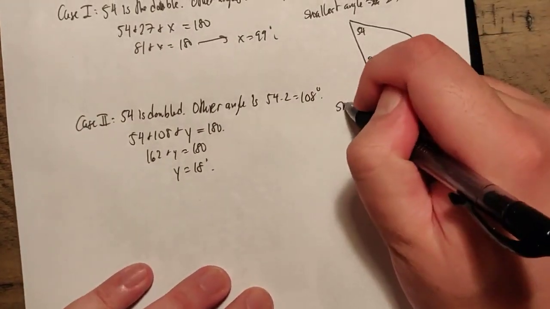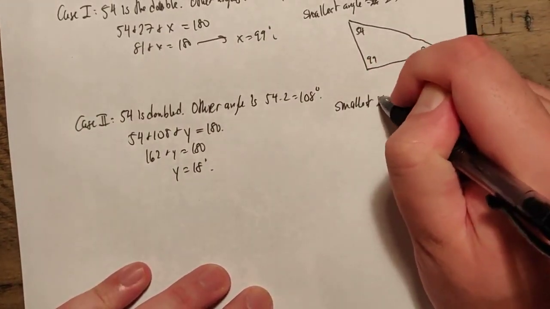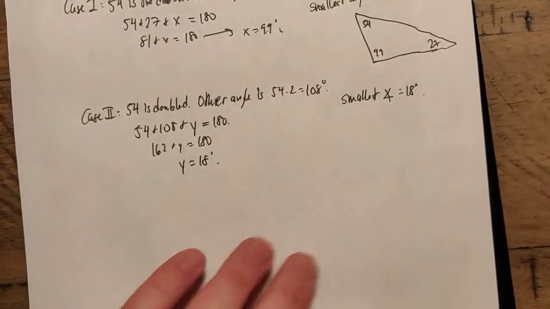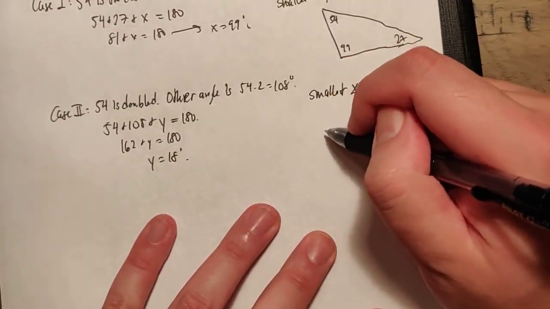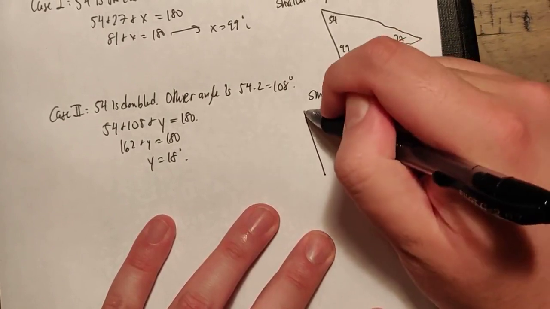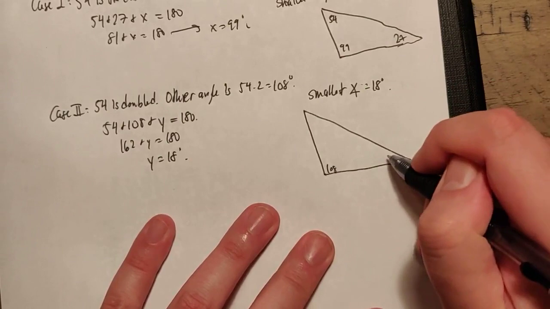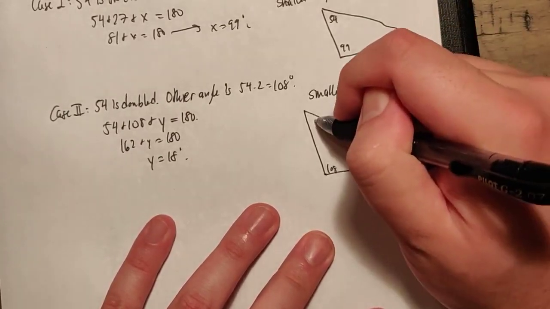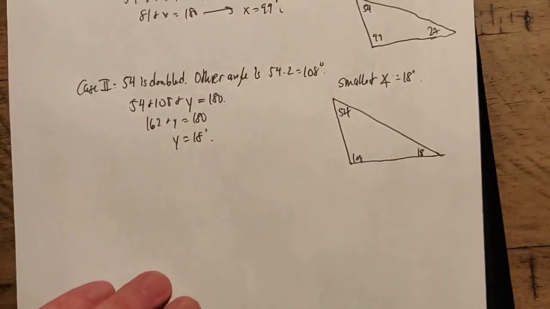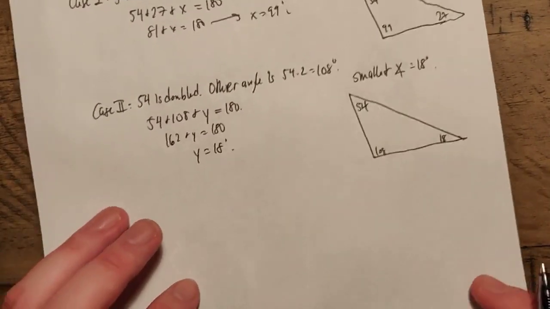So that means the smallest angle here is 18. And we can draw our triangle like this here, right? So in this case we have that one that looks a little like this here. 108, 18, and 54 here. So that's a possibility. We can also have that sort of situation here.